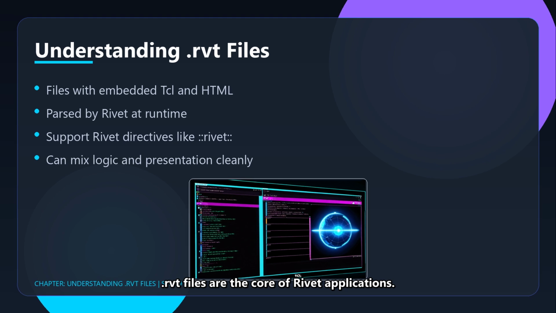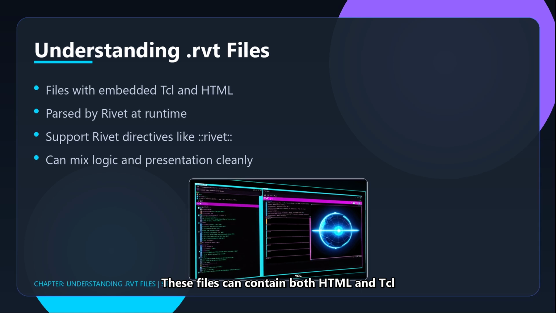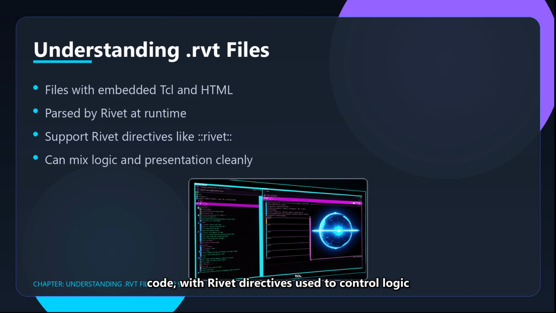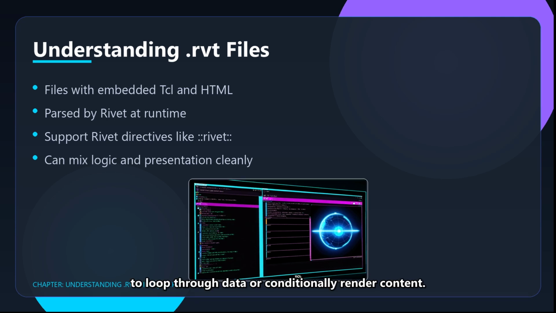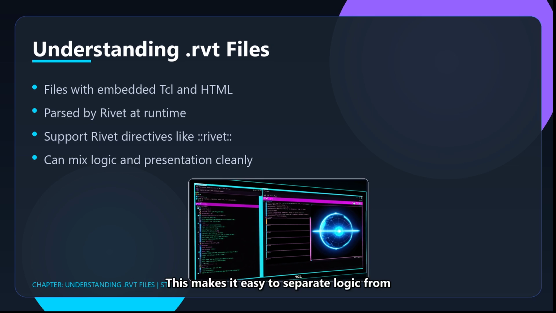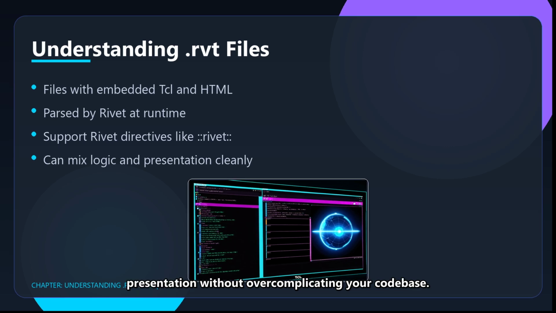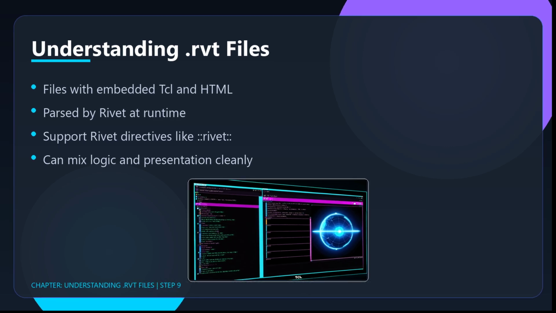.rvt files are the core of Rivet applications. These files can contain both HTML and TCL code, with Rivet directives used to control logic flow. For example, you can use :rivet commands to loop through data or conditionally render content. This makes it easy to separate logic from presentation without overcomplicating your codebase.